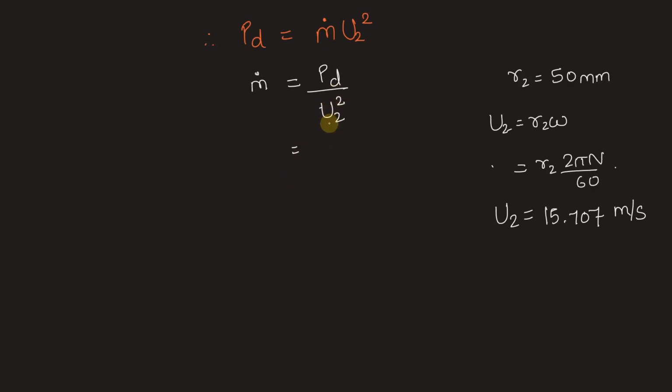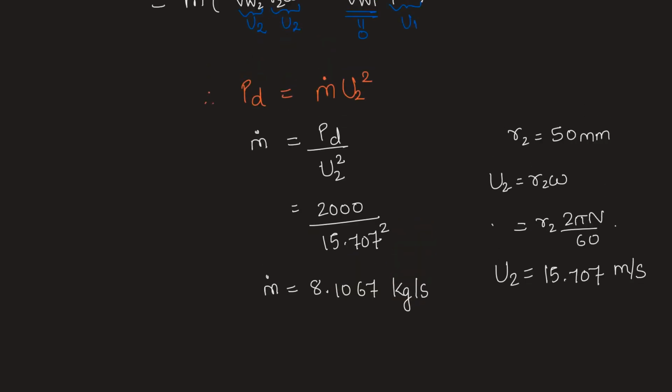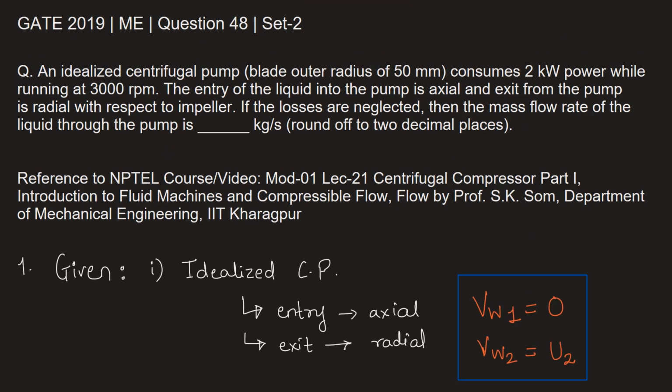Putting the values, power developed is equal to power consumed, which is 2000 watt, divided by u2 is 15.707 square. We have to use all the values in SI unit. So mass flow rate is equal to 8.1067 kg per second. So we have our answer as 8.1067. It is to be rounded off to 2 decimal places. So we can write the answer 8.11 kg per second.